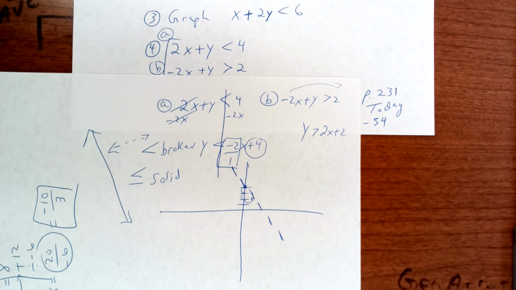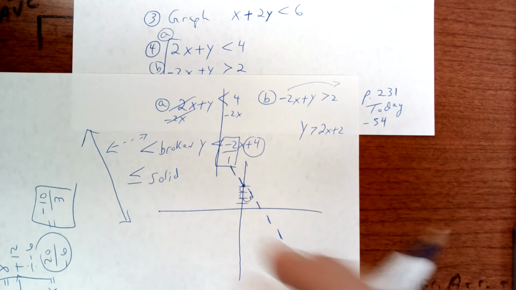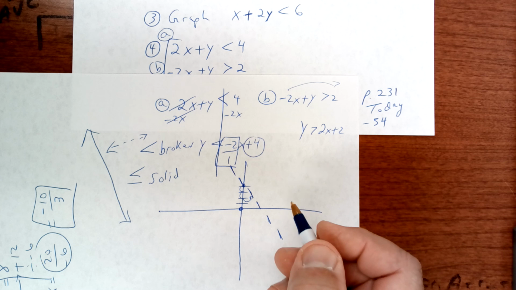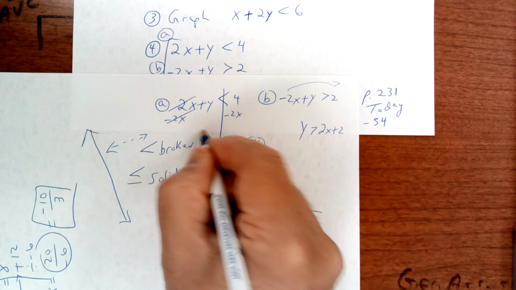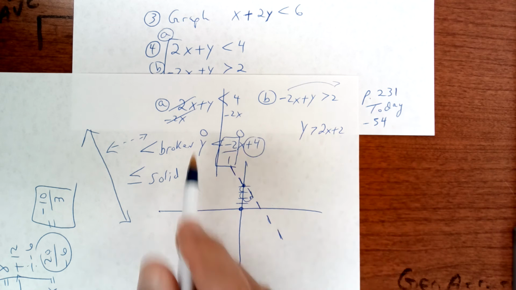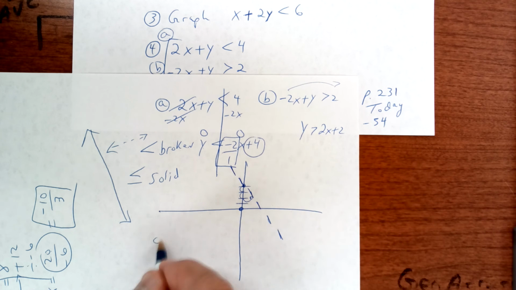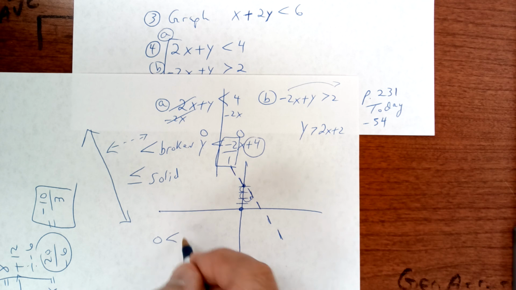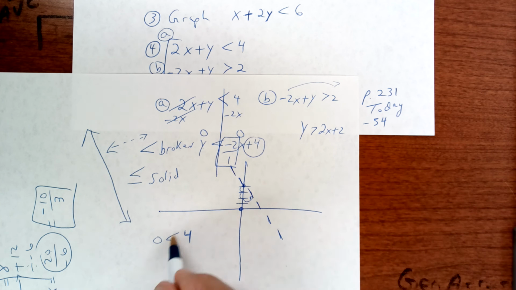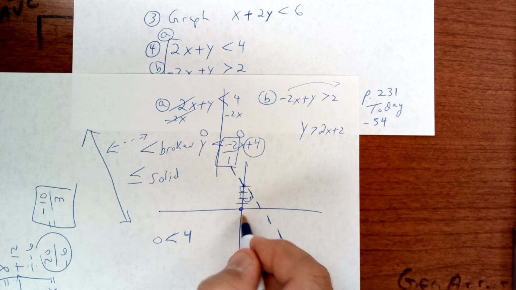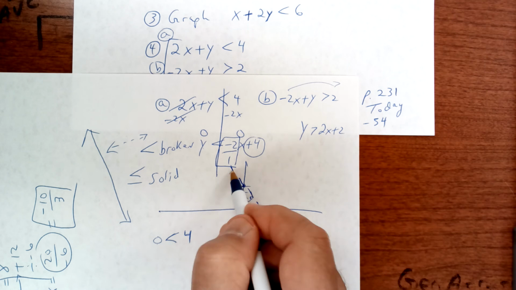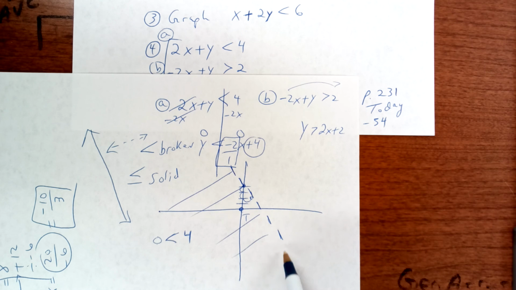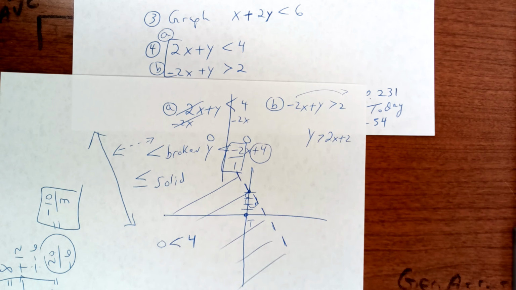Now, since it's an inequality, you have to pick a test point. So I like to use 0, 0. So I'm going to plug in 0 and 0. And when you do that, you get 0 is less than 4. That's true. So since this one's true, you're going to color this side of the inequality. See, inequalities, you have to shade them in.